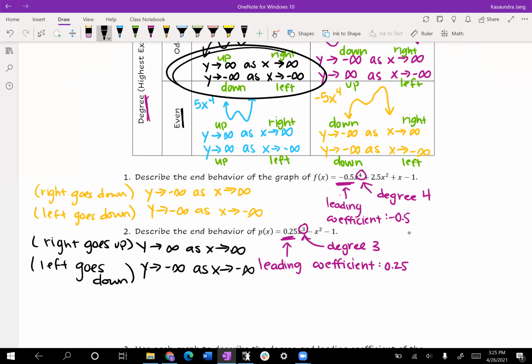Okay. All right, so different books use the infinity and negative infinity. Others use the up and down, left and right kind of thing. But there's a couple different ways to say the same thing.